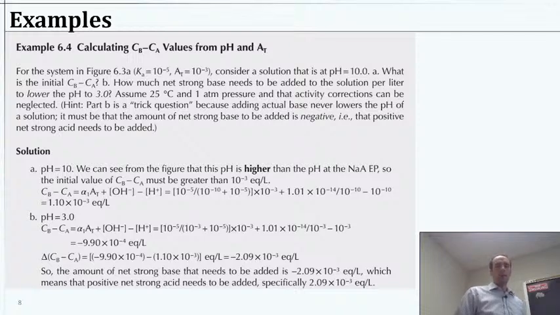Then in part B, how much net strong base needs to be added per liter to lower the pH to 3? And so net strong base to lower it should be a negative number, right? So part B should be negative, whatever else.